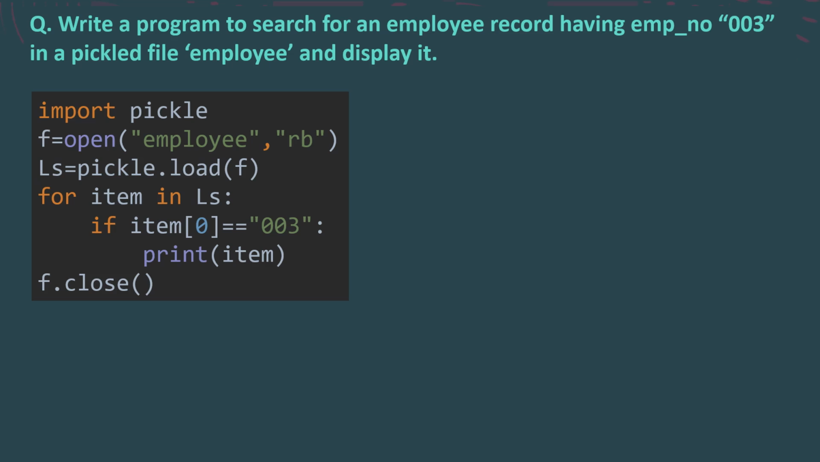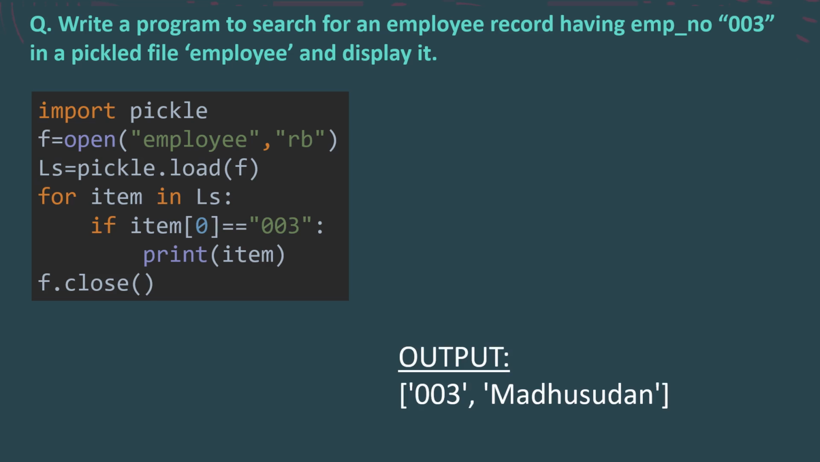So for item in ls, if item[0] equals 003, as you know, item[0] is the employee number and item[1] is the employee name. There are 2 fields for each record. So if the first field is 003 for any of the records, then it has to print that particular record. So print that particular item of the list, then close. Once you run the program, you'll get the output. So it has searched the particular employee whose number is 003, then it has displayed that record.